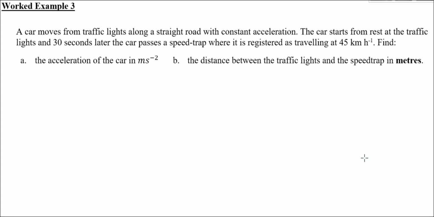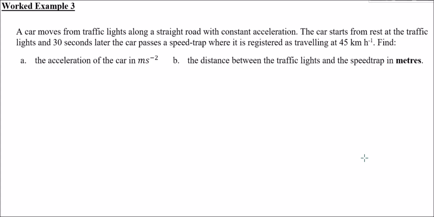Finally, we've got worked example 3. A car's moving from traffic lights along a straight road with constant acceleration. Again, that keyword, constant acceleration. The car starts from rest at the traffic lights, and 30 seconds later the car passes a speed trap. That's essentially a speed camera. It passes a camera where it's registered as travelling at 45 kilometers per hour.